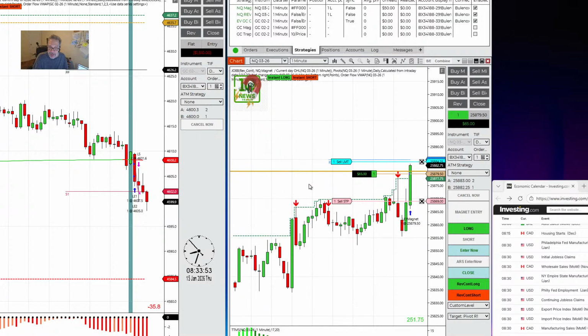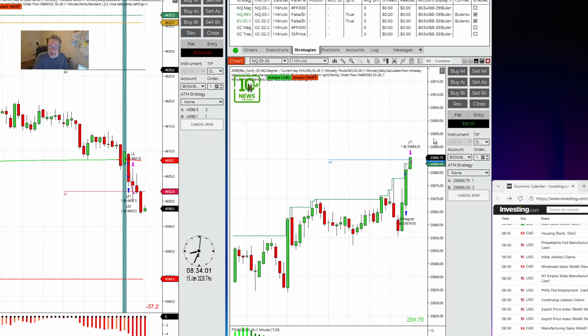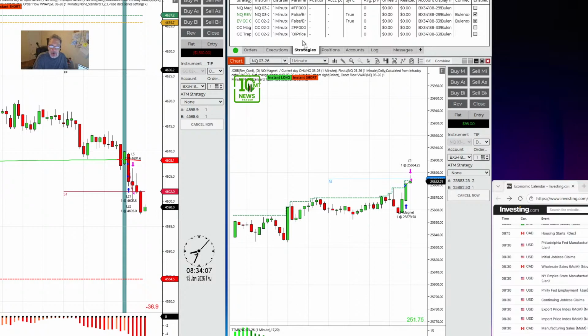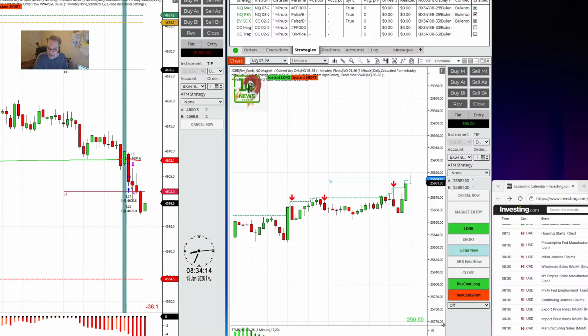That was our target, R1. All right. It's definitely filled. Bingo. All right. So we got 19 ticks, 19 ticks to make R1. So a good magnet. Now, I would put the magnet back on. It's off, which is what happens usually after a winning trade. And now we'll just continue to get signals.